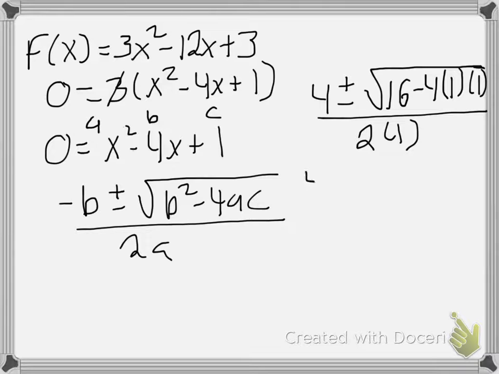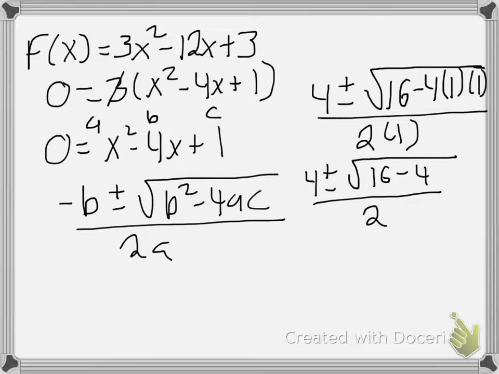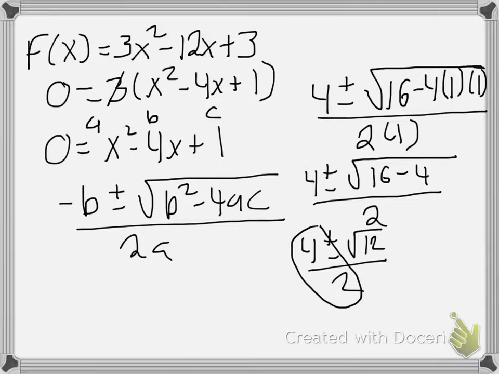So now I have 4 plus or minus the square root of 16 minus 4 all over 2. So I have 4 plus or minus the square root of 12 over 2. Now, this is driving me nuts, you people. Several of you keep doing this. You keep saying, oh, well, that's 2, and it's going to be 2 plus or minus the square root of 12. No, no, no. This 2 goes into both the square root of 12 and 4.